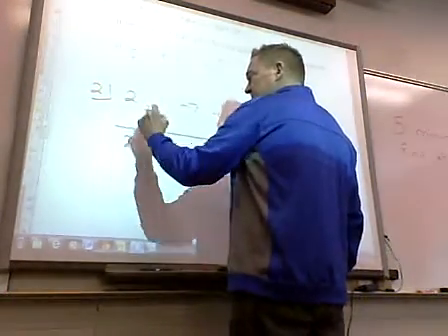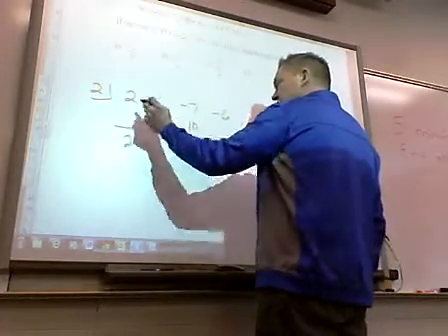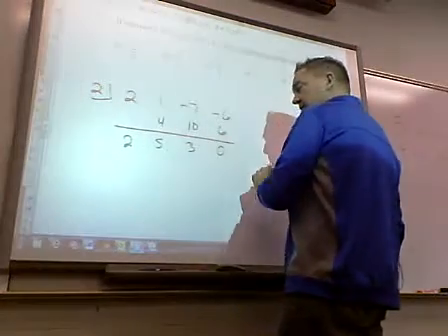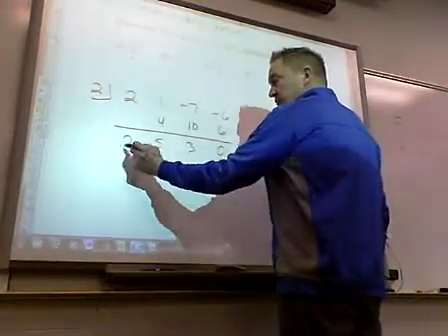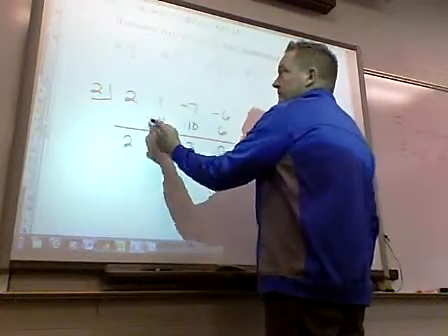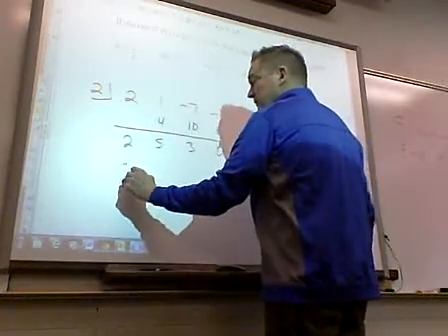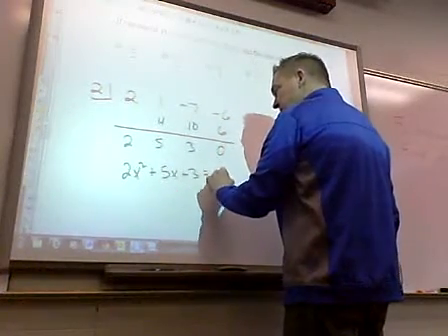Bring the 2 down, multiply by 2 you get 4, add you get 5, 5 times 2 is 10, add you get 3, 3 times 2 is 6, add you get 0. That confirms that 2 is a root. The other two roots are going to be the solutions to this depressed equation. It's going to be 1 degree less than we started with. It was cubic, so now this will be 2x squared plus 5x plus 3 equals 0.